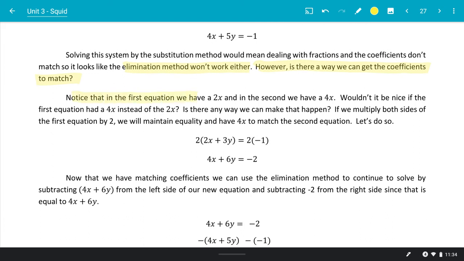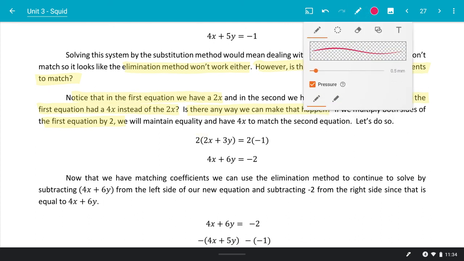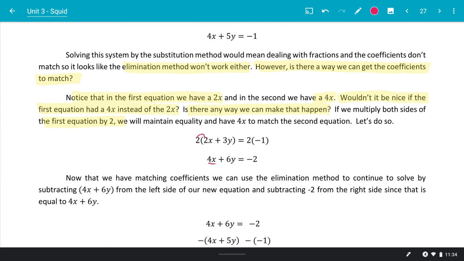Notice that in the first equation we have 2x and in the second one we have 4x. Wouldn't it be nice if the first equation had a 4x instead of a 2x? Is there any way that we can make that happen? Well, sure. If we multiply both sides of the first equation by 2, we will maintain equality and have 4x to match. So let's do that. 2 times 2x is 4x. 2 times 3y is 6y. And 2 times a -1 is a -2. So we got an equivalent equation.